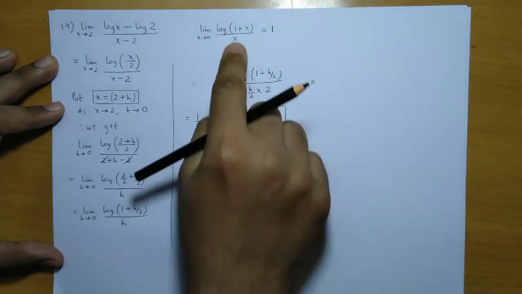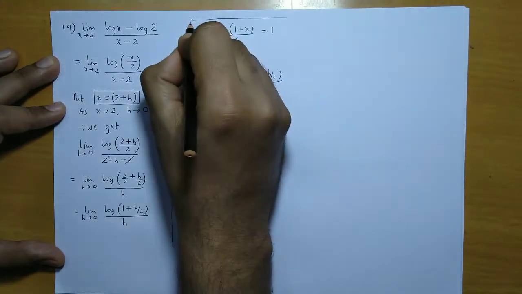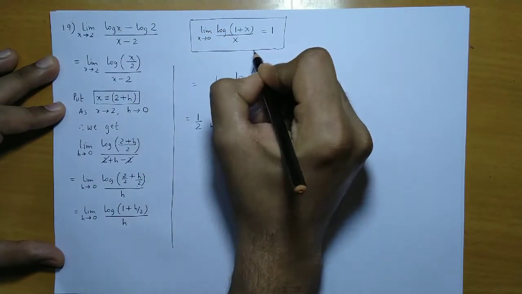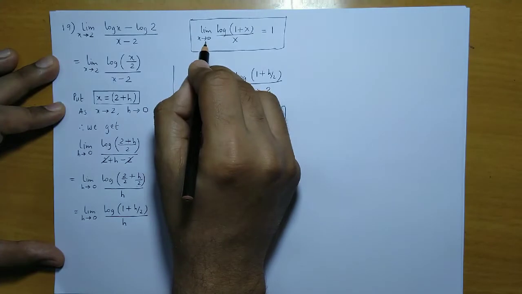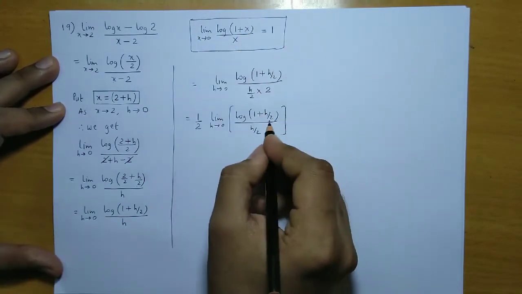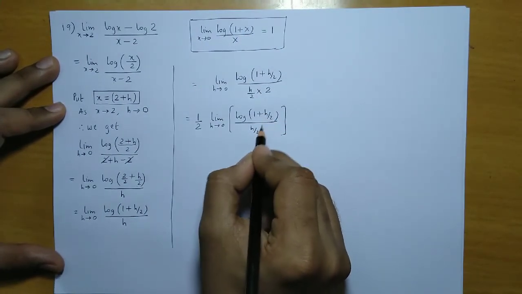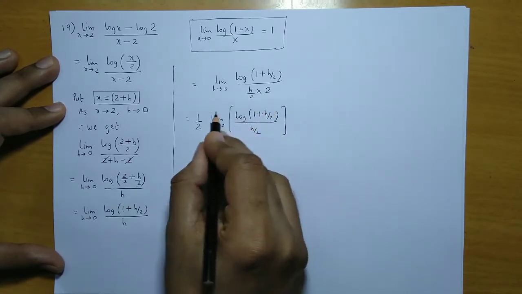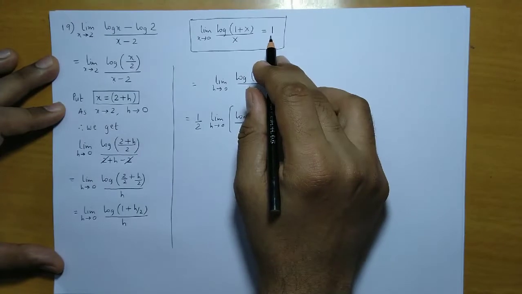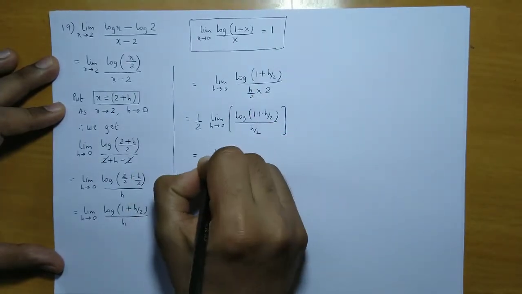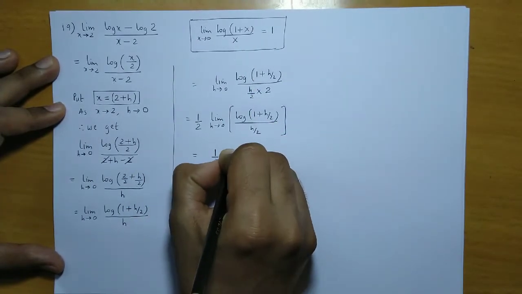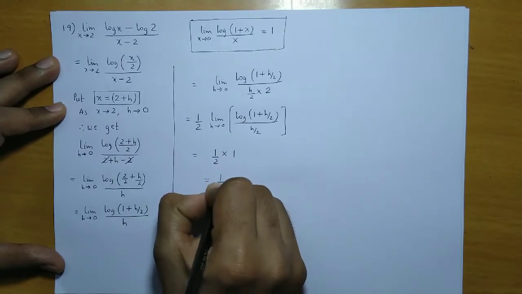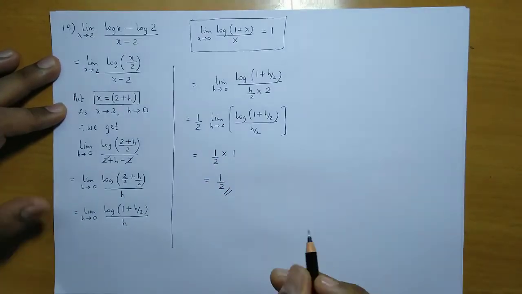Now see, it is exactly in this form, right? The x terms are matching, x approaches 0, but instead of x you have h over here. So we have the exact identical h terms here. h is approaching 0, so the value of this limit could be considered as 1. So we have half into 1. So the final answer is half.